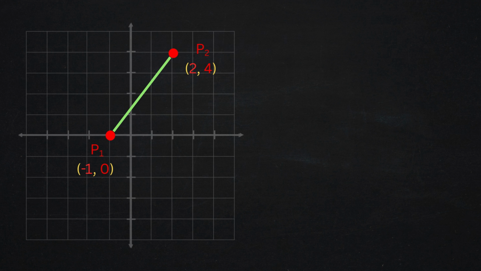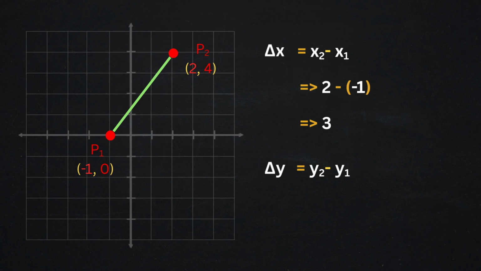To find delta x, we subtract the x value of point 1 from point 2. Delta x equals 2 minus -1, and the answer is 3. We're subtracting a negative here, so we actually add. Next, we calculate delta y. Here, delta y equals 4 minus 0, and we get 4. So, the horizontal side of our right triangle is 3 units long, and the vertical side is 4 units. That confirms what we would see on the graph.